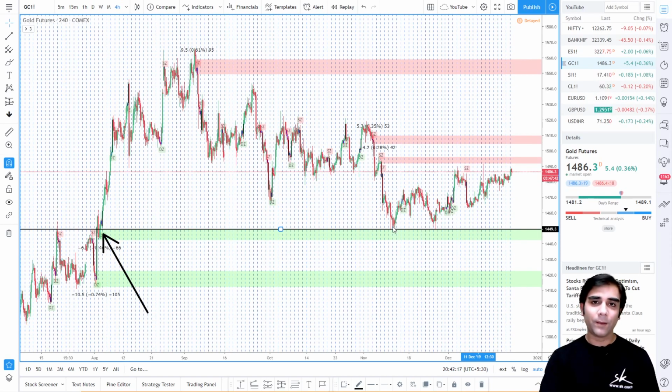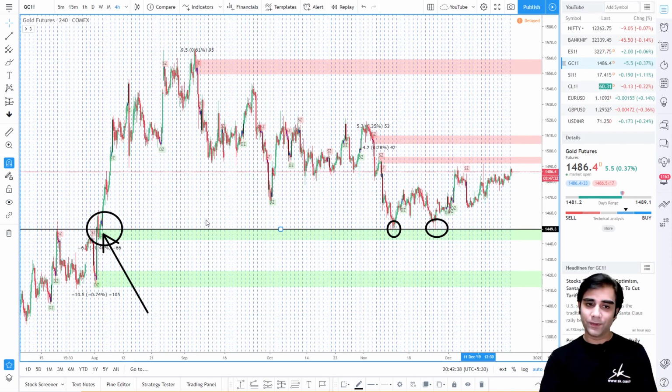What creates that support? When prices come here, somebody is buying huge quantities. Because somebody is buying, prices move up. Again, because somebody is buying, prices move up. But where was that demand? That demand was not here. That demand was created way back in history, which is right here, and it has now created that area of support.